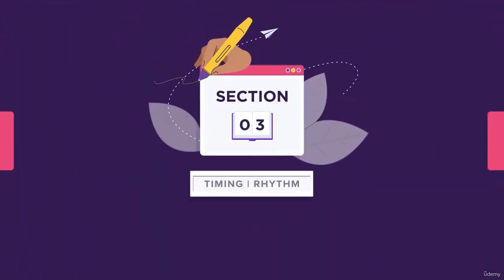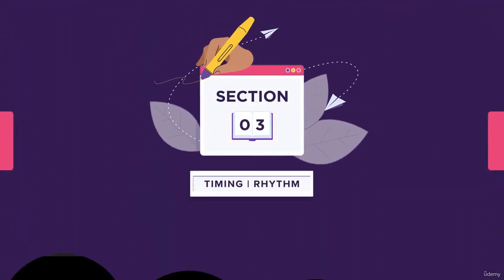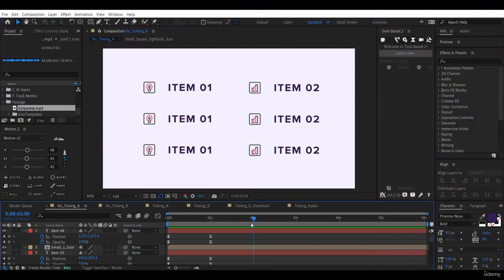Timing or rhythm. The second concept is timing or rhythm, which goes hand in hand with pacing, but focuses more on how elements are animated and interact with each other, with the voiceover, and the scene to help convey or reinforce our script data or information. Now, to better understand this, let's say we have a voiceover that is listing different concepts in a scene.